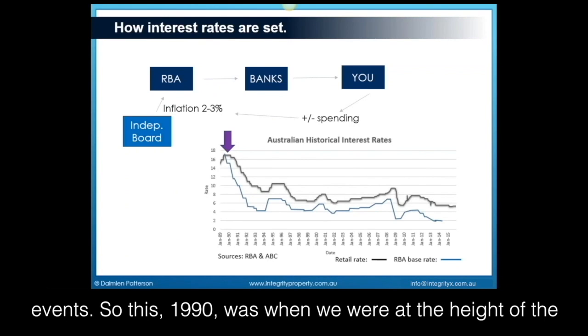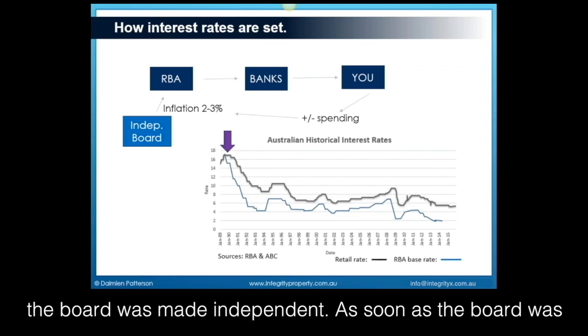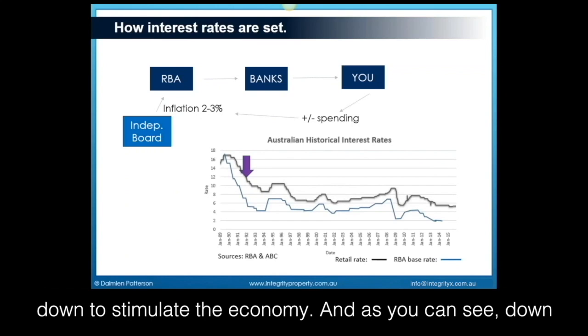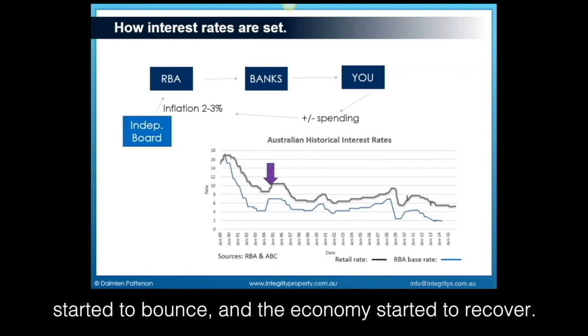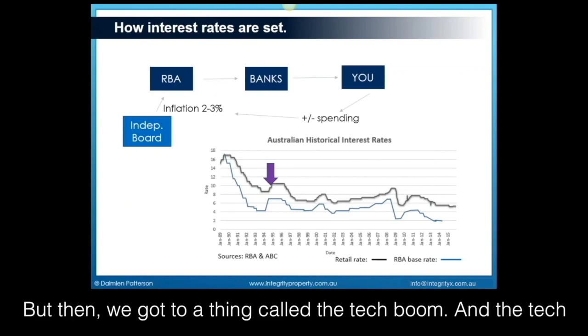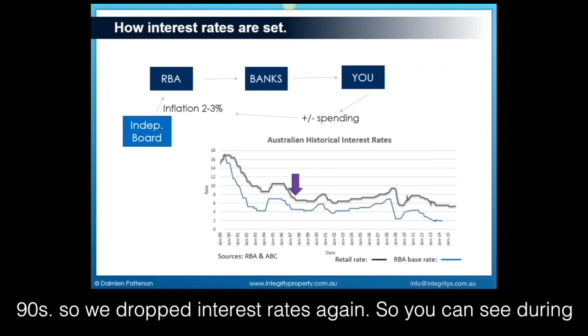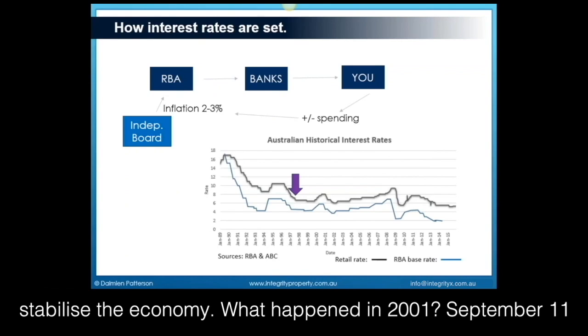So 1990 was when we were at the height of the recession, double-digit interest rates. And that was also when the board was made independent. As soon as the board was independent, they started driving the interest rates down to stimulate the economy. And as you can see, down came the interest rates. When we got to about 94, 95, things then started to bounce and the economy started to recover. But then we got to a thing called the tech boom. And the tech boom took off in 95, and then we had the tech collapse in the late 90s. So we dropped interest rates again. So you can see during the boom and bust, interest rates have followed accordingly to stabilise the economy.